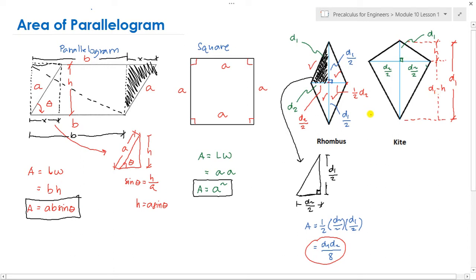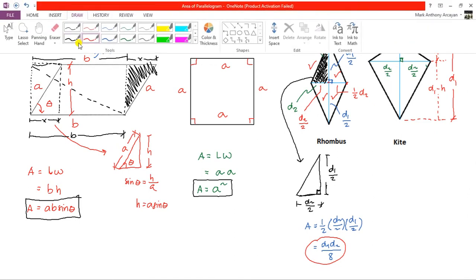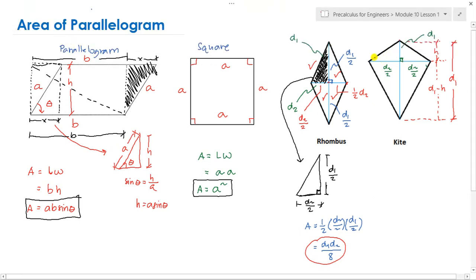So here we have two triangles that we will derive. Let's consider first this triangle, the upper triangle, the shaded one. Okay, this is the shaded one. We will project it, and it looks like this.